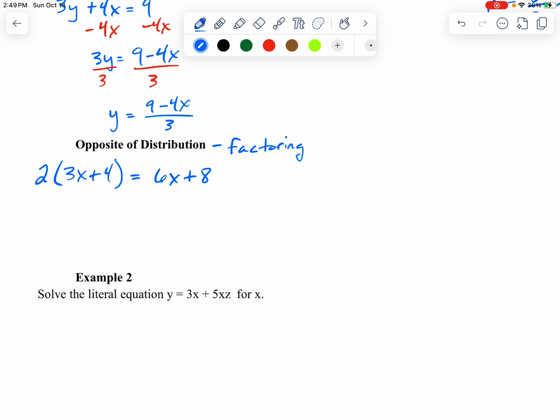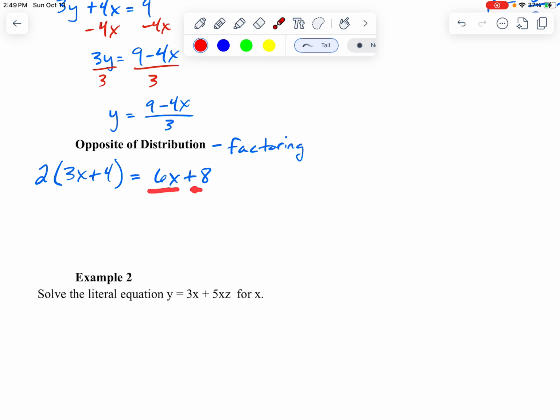And when I'm factoring, here's kind of what I'm thinking. Notice when we distribute it, I've multiplied this 2 by both terms. So if I'm going in the other direction, what I'm thinking is, what's the biggest thing that I can divide both of these terms by?